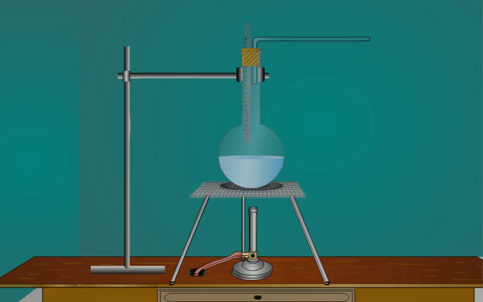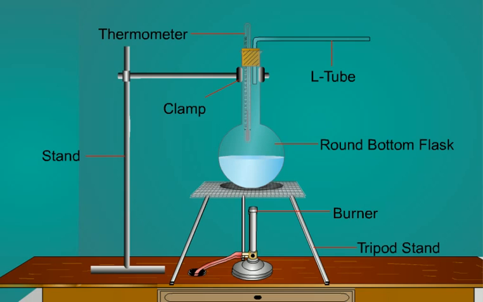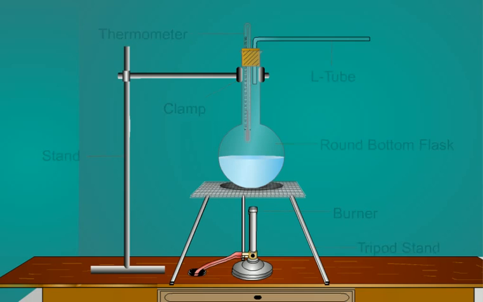Students, let us now determine the boiling point of water. For that, let us perform this activity. Students, for this we need the materials: a round-bottomed flask, a thermometer, an L-shaped tube, a stand and clamp, a tripod stand and a burner. Now let us look at what we must do.